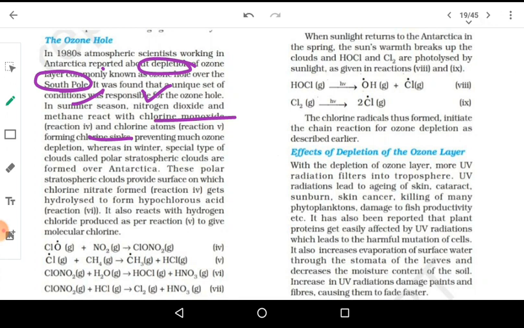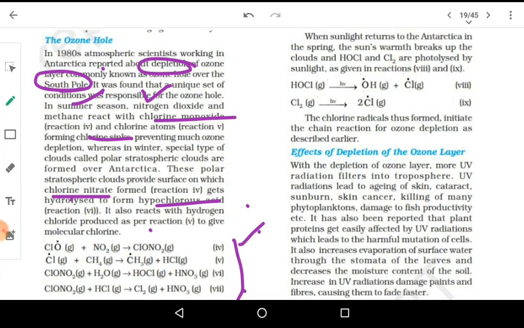Whereas in the case of winter, what is happening? There is a special type of cloud known as polar stratospheric clouds that is formed over Antarctica. And these polar stratospheric clouds provide the surface on which chlorine nitrate gets hydrolyzed to form hypochlorous acid. So these are the set of reactions that are happening. First, we have ClO free radical in the presence of NO2 forming ClONO2. That is this particular reaction. Chlorine nitrate to form hypochlorous acid.